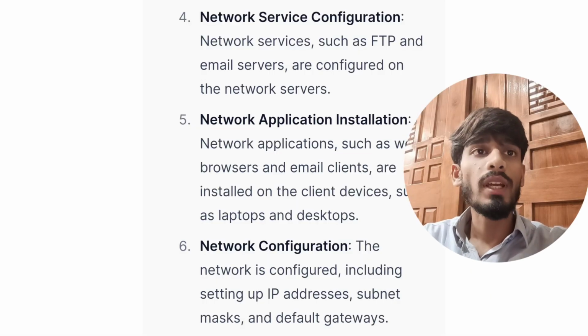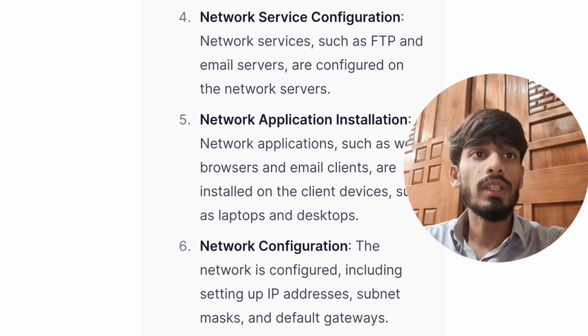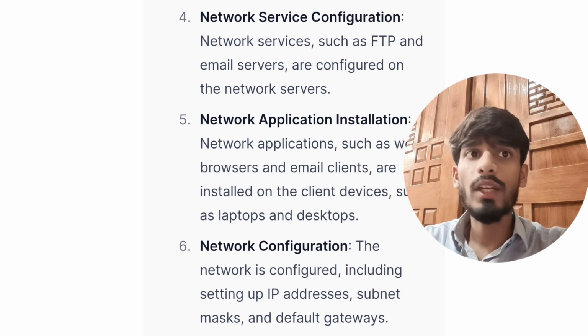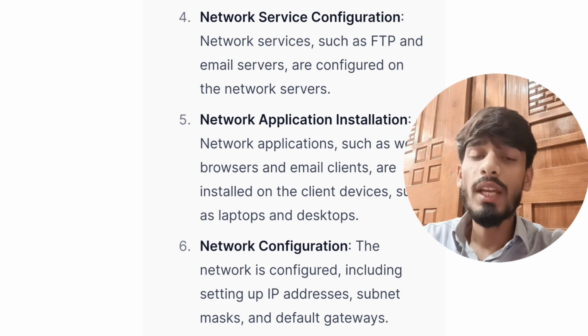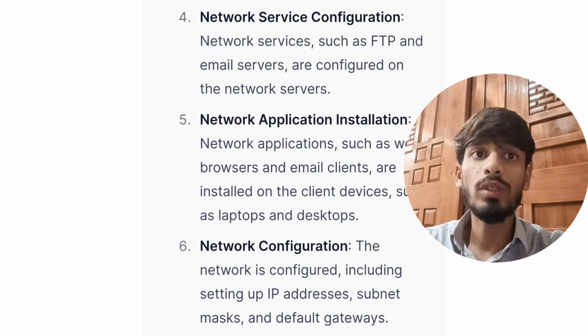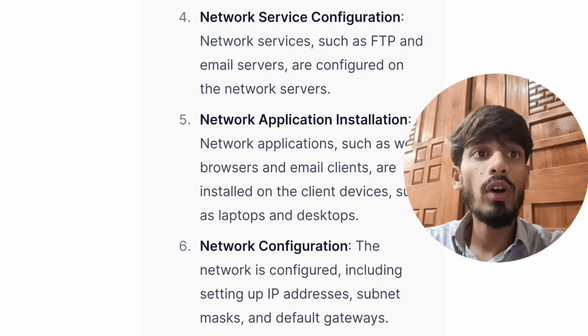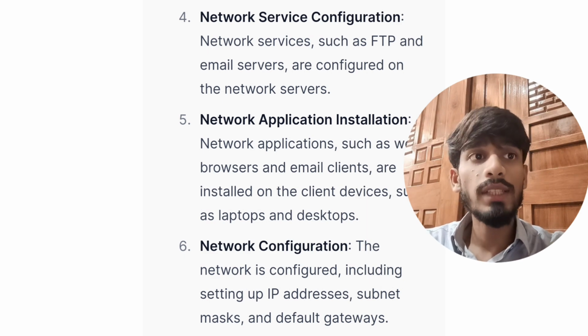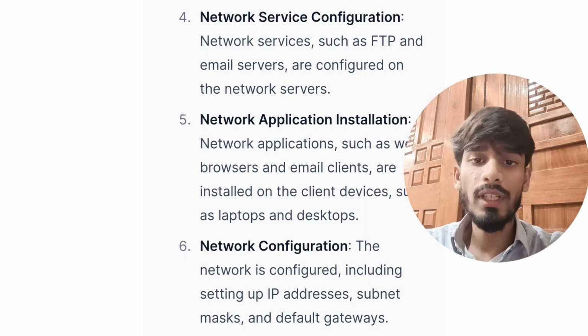Next is network service configuration. Network services such as FTP and email servers are configured on the network servers. Next is network application installation. Network applications such as web browsers and email clients are installed on the client devices such as laptops and desktops. Next is network configuration. The network is configured including setting up IP addresses, subnet masks and default gateways.